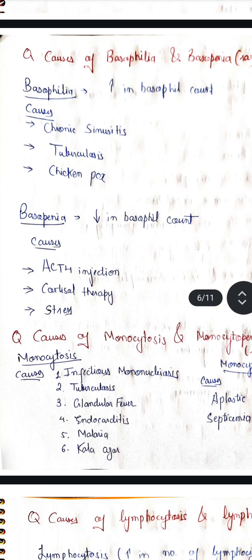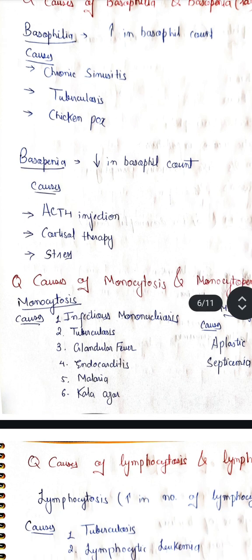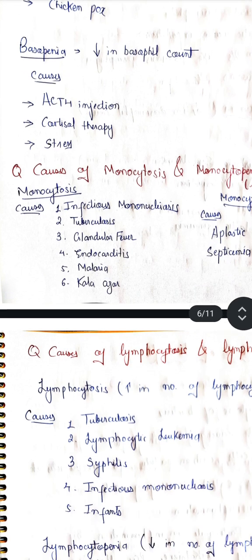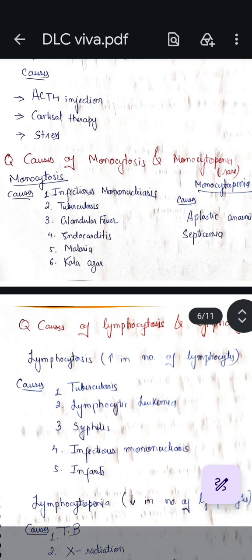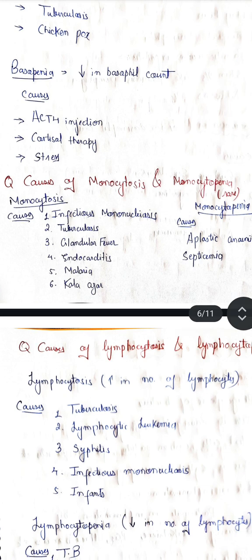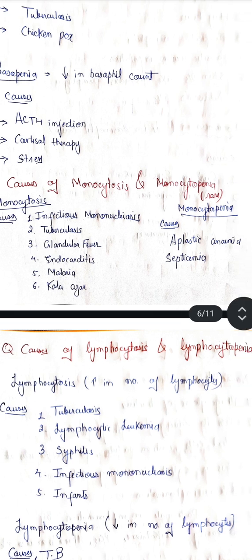Eosinopenia will be observed, that is a decrease in count. However, the count is very low normally, but in certain conditions the count comes out to be very low. That is in case of Cushing syndrome, ACTH injection, stress and aplastic anemia. Aplastic anemia is going to be the universal cause of decrease in any type of blood count. Now, causes of basophilia and basopenia. Basophilia is an increase in basophil count, seen in chronic sinusitis, special cases, tuberculosis and chickenpox. And basopenia is seen in ACTH injection, after giving cortisol therapy, and stress.